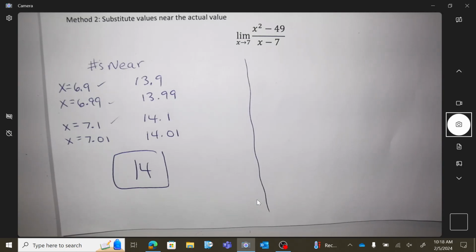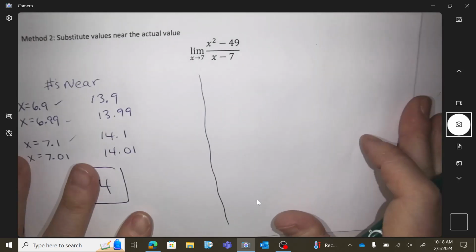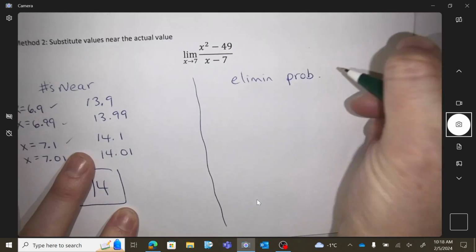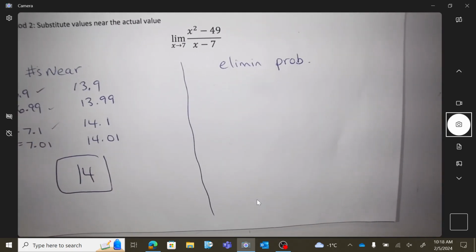So I just plugged in a bunch of x values close to 7. But when I did that, I'm always doing it on both sides of 7, a little below 7 and a little above 7. Okay, I can algebraically eliminate the problem here as well. I could have done that. This is another method.